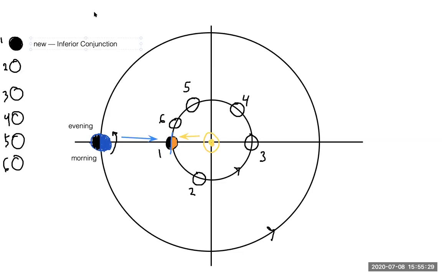All right, so let's go ahead and clean this up a little bit. Next up, number 2. So number 2 has the sun illuminating part of the planet.